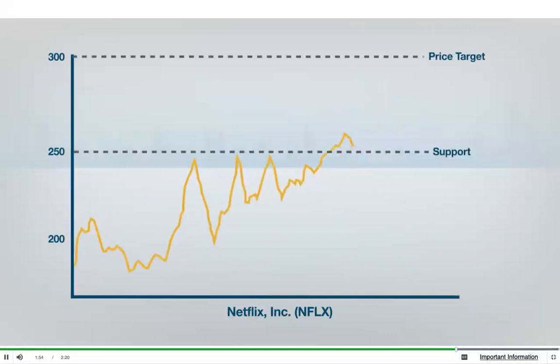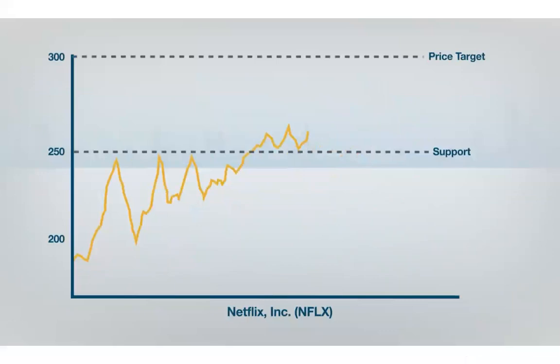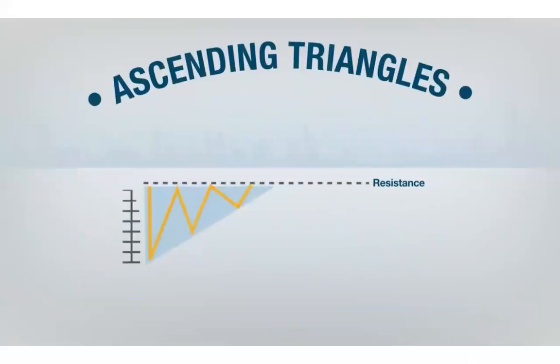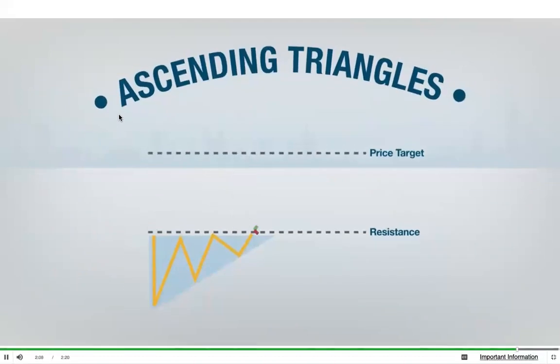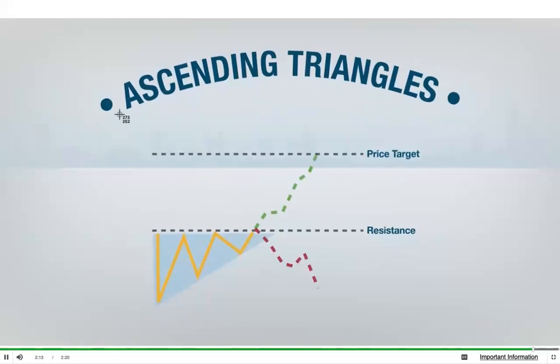Once it broke through, Netflix came back and retested old resistance as new support. When support was found, the stock moved up to $300. This price may have been a place to take profits based on the price target. Ascending triangles are just one of several price patterns that you can use to help identify price targets. Though there's no guarantee that a stock will reach a price target, these targets can provide a useful reference when identifying exit points.